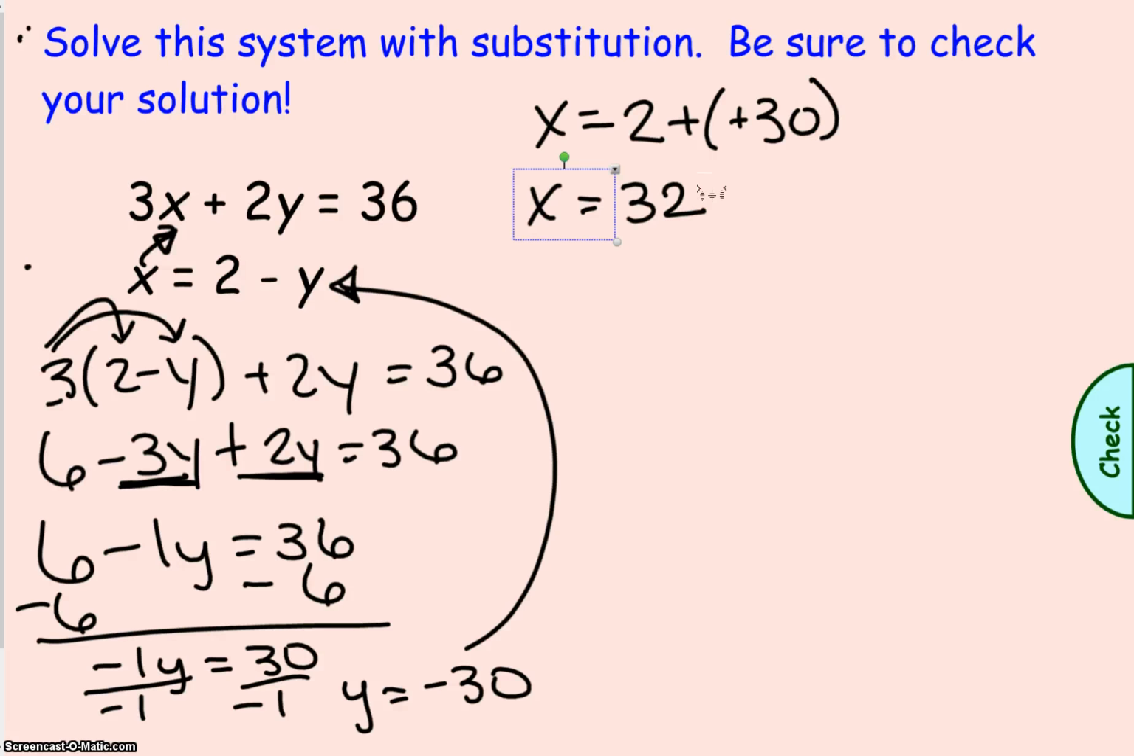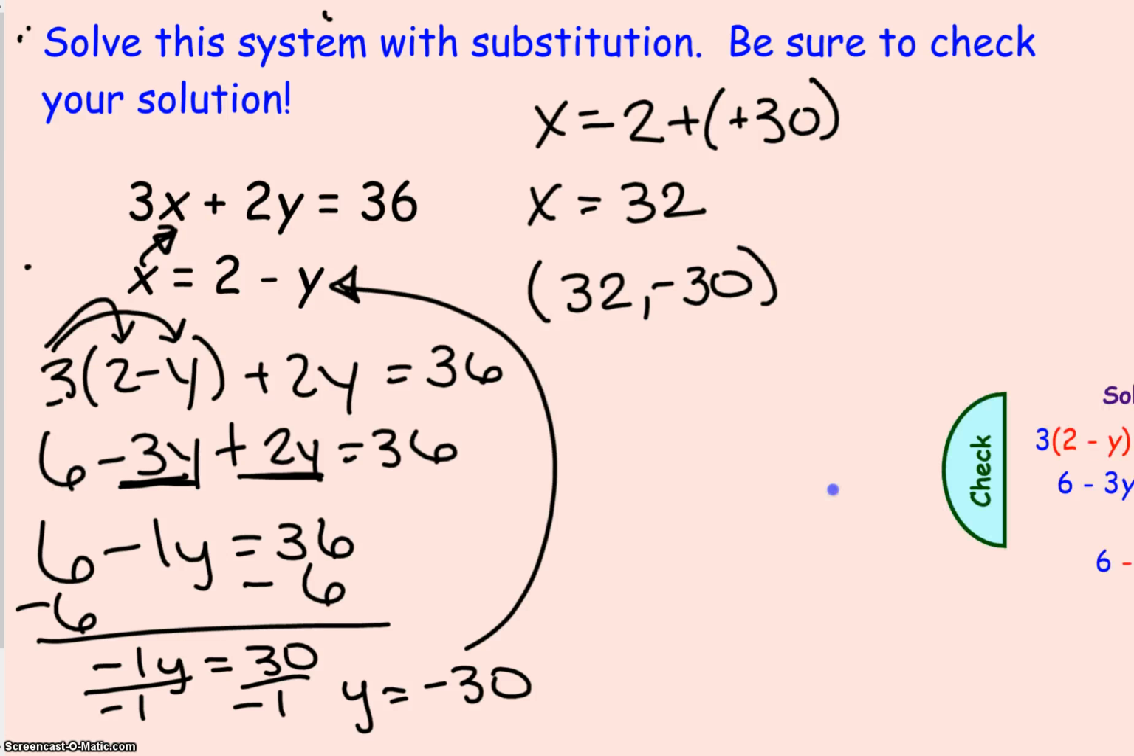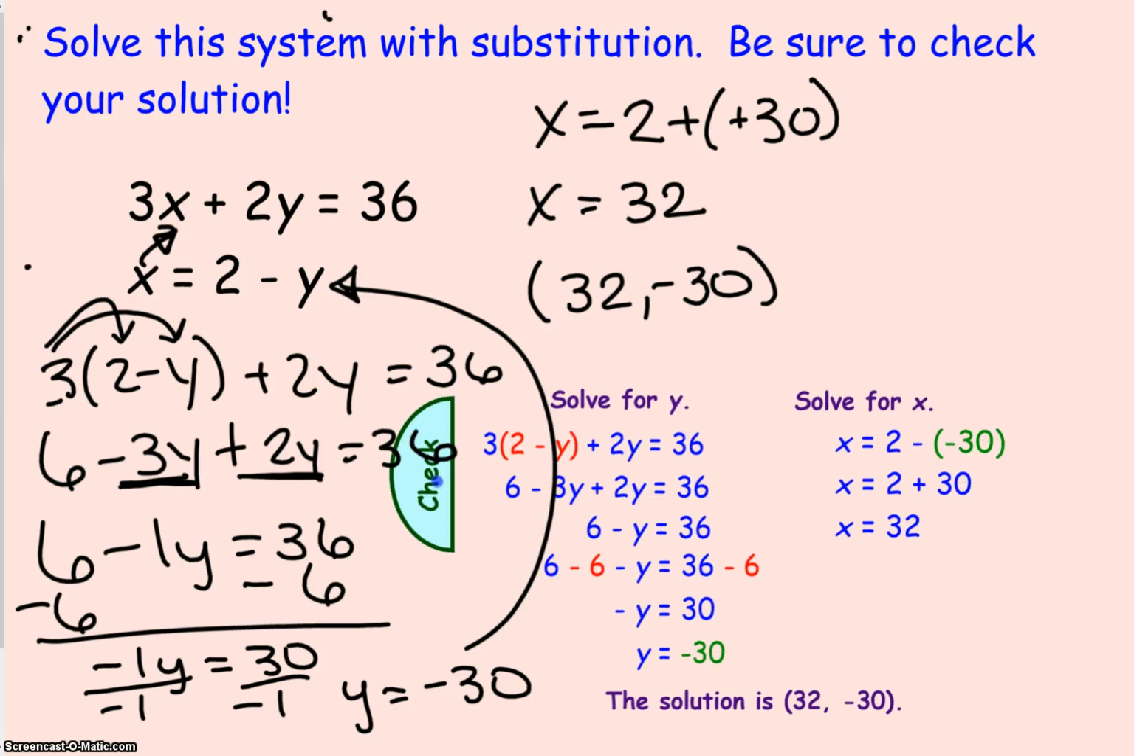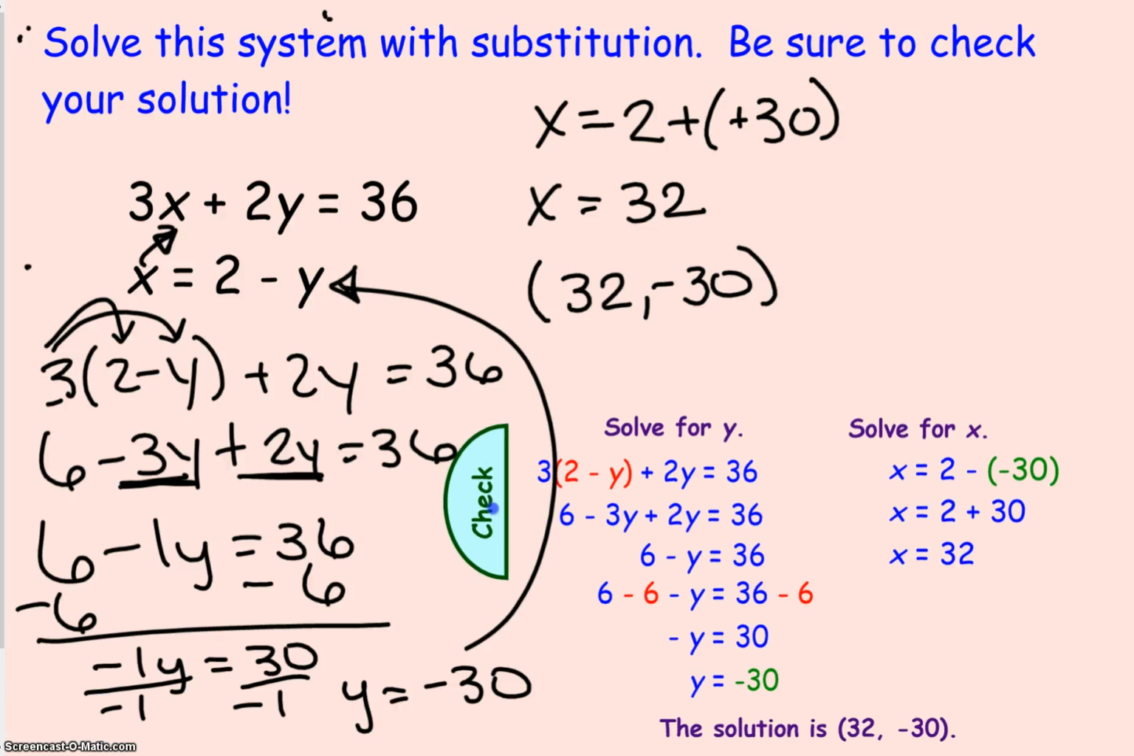Now, my solution, I know that I have to have an x first in my ordered pair, so that's where the 32 comes from. Even though we found this y first, 32 will always come first because it's in the x spot, and then negative 30 for my y, and we can check our answer. And we see that we are correct.